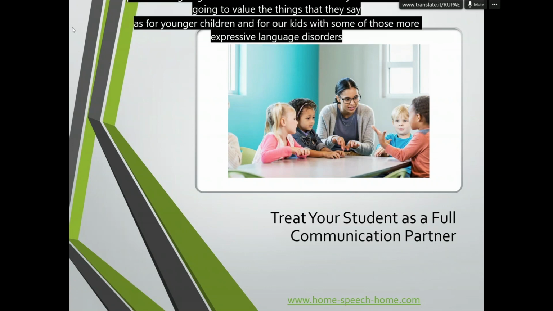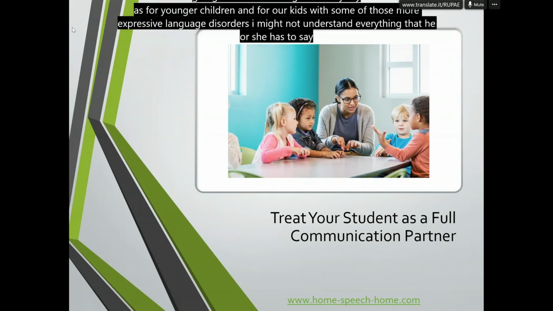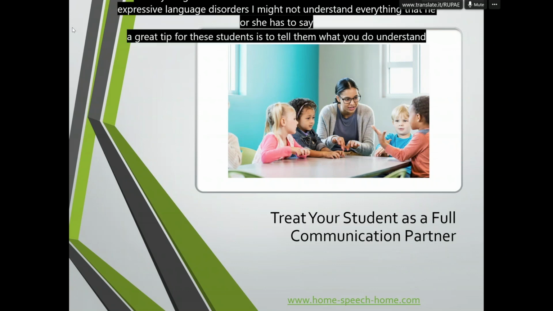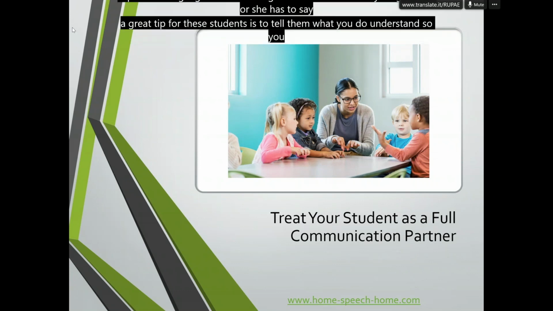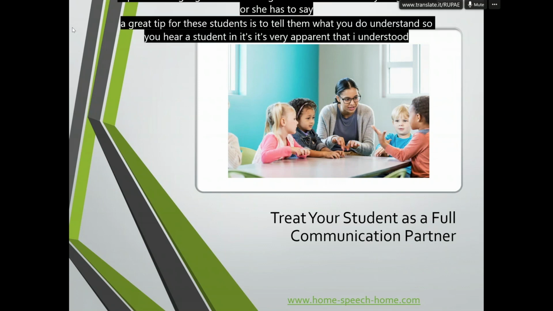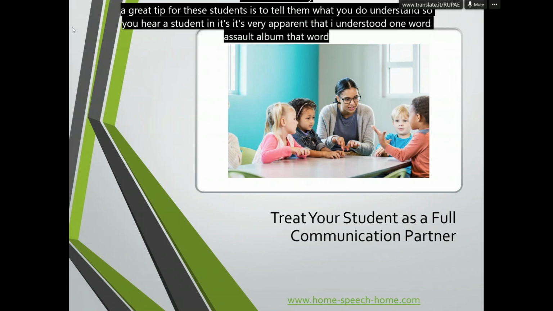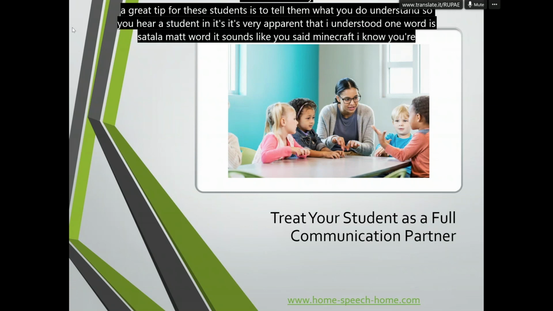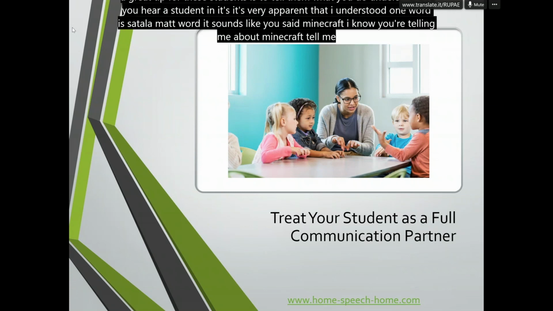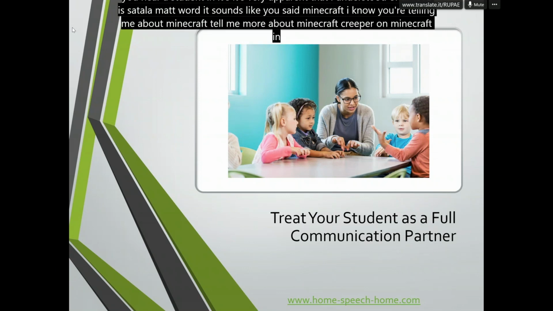As for younger children and for our kids with some of those more expressive language disorders, I might not understand everything that he or she has to say. A great tip for these students is to tell them what you do understand. So you hear a student and it's very apparent that I understood one word. So I'll tell them that word. It sounds like you said Minecraft. I know you're telling me about Minecraft. Tell me more about Minecraft. Creeper. A Minecraft and creeper. That's what I understand. Maybe you could act it out.